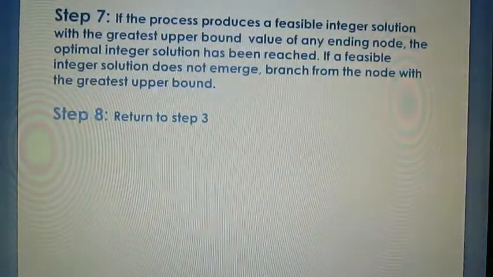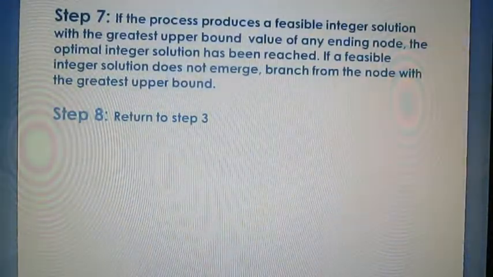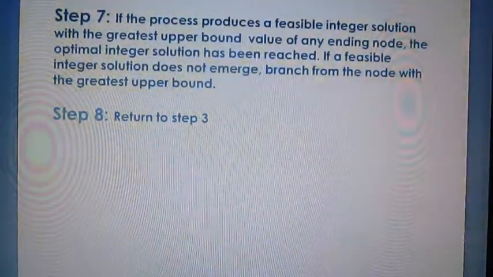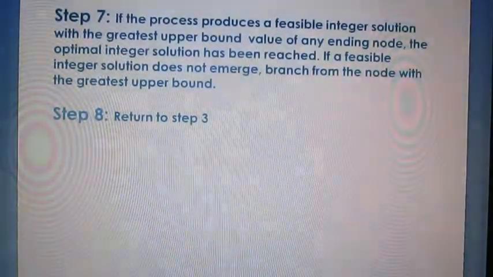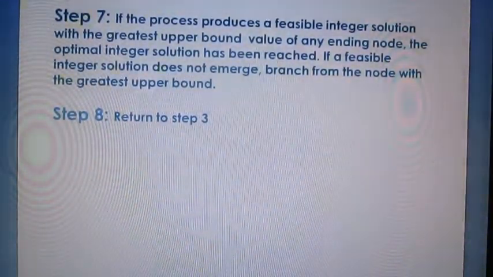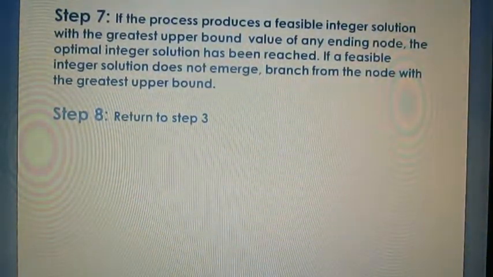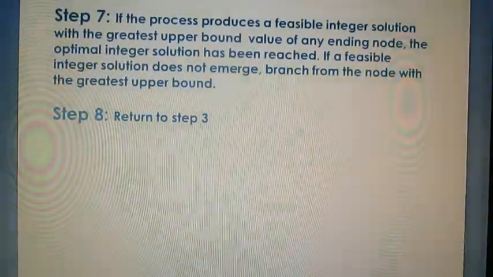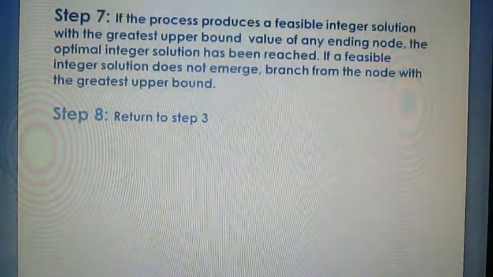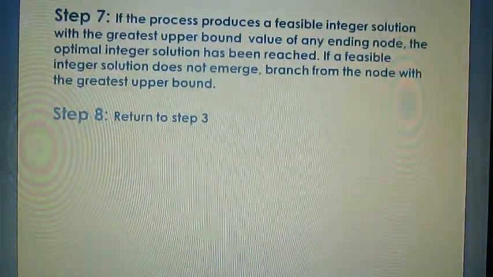Step 7. If the process produces a feasible integer solution with the greatest upper bound value of any ending node, the optimal integer solution has been reached. Meaning, we stop if our upper bound value has variables that are both integers. That's how we know we need to stop, because we already reached the optimal integer solution value.